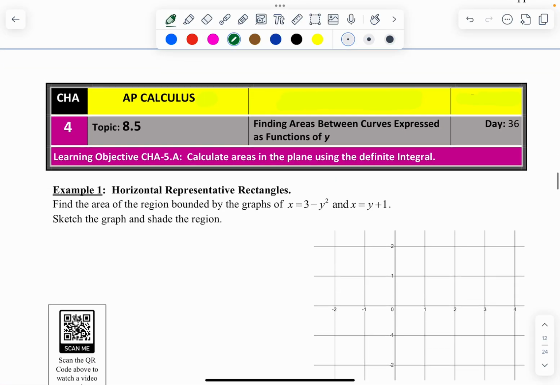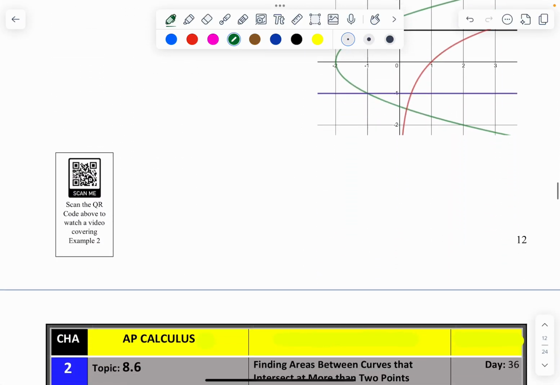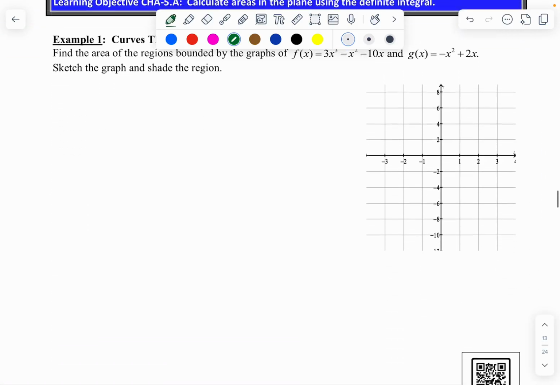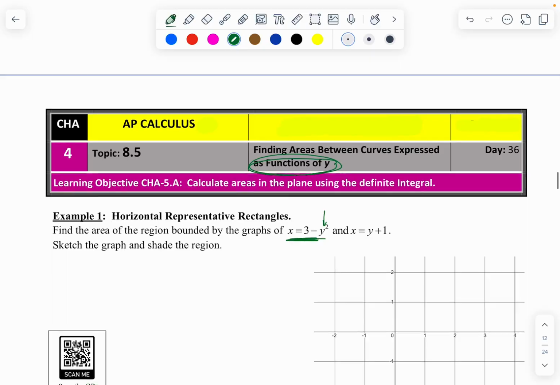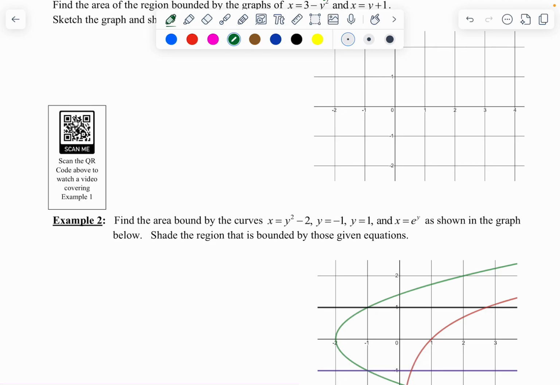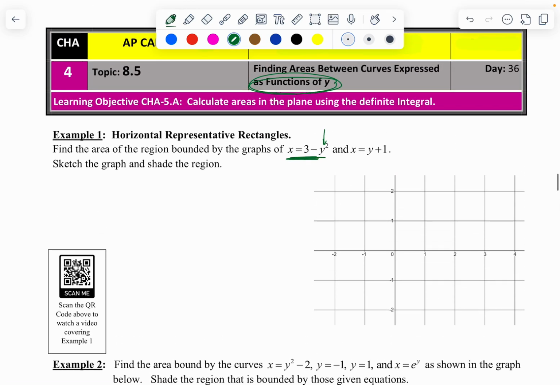So 8.5, the only difference is finding the areas of curves expressed as a function of y. So if you just take a look at this example, it's basically a function, but you notice that it's with respect to y and not x. So we'll do the rest of 3.5 and maybe 8.6 tomorrow. If we don't get to 8.6, that will be your homework. Okay? If you want to move ahead, you're more than welcome to use the QR codes for 8.5.